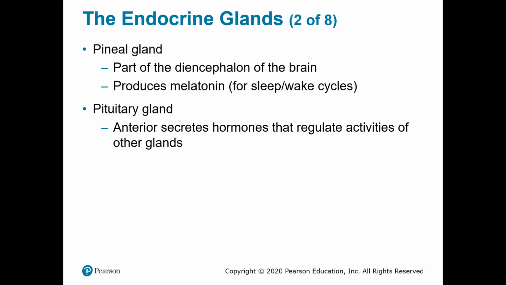Next, we have our pineal gland at the bottom right of page 538. This is part of the diencephalon of the brain. It also produces melatonin for our sleep and wake cycles. Next is the pituitary gland. They're on page 539. So the anterior secretes hormones that regulate the activities of other glands.